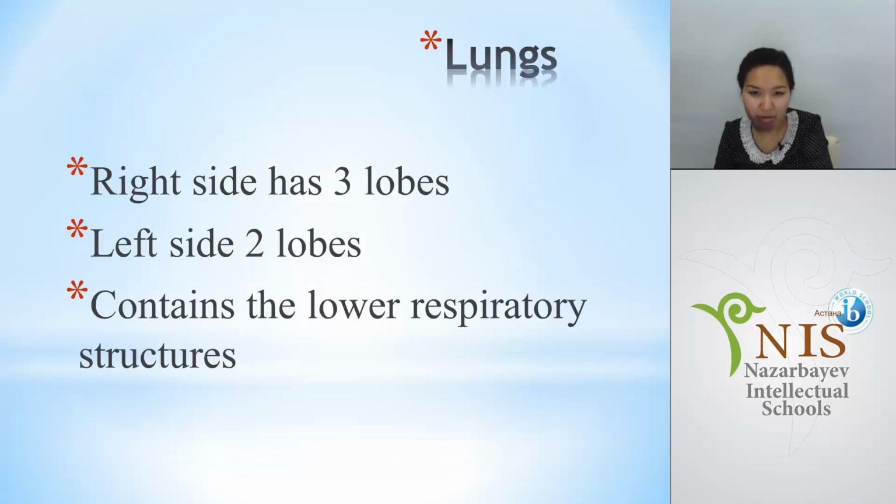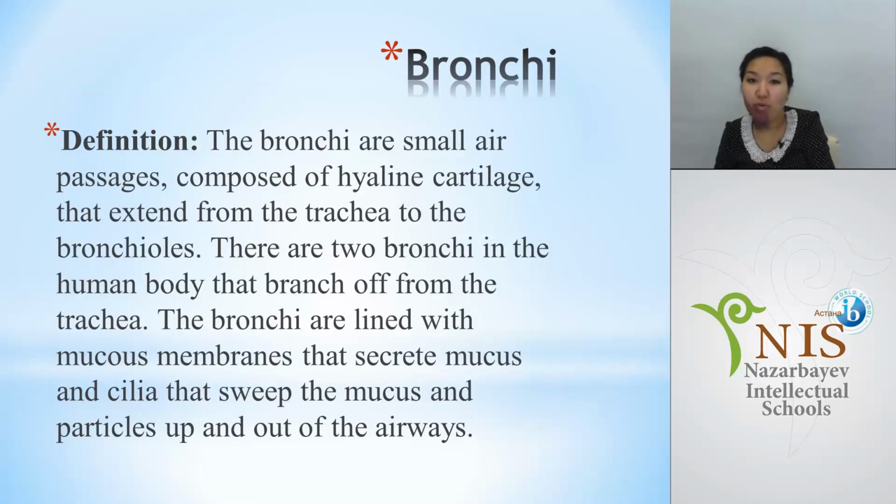Now we want to talk more about the lungs. From the picture we see that the lungs consist of 2 sides and contain the lower respiratory structures. Bronchi. What are bronchi? Important things: the trachea first divides into the 2 bronchi. The bronchi are small air passages composed of hyaline cartilage that extend from the trachea to the bronchioles. There are 2 bronchi in the human body that branch off from the trachea.